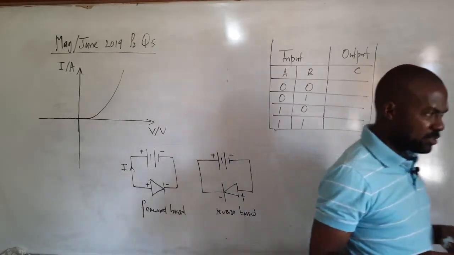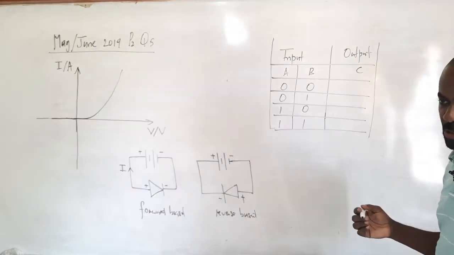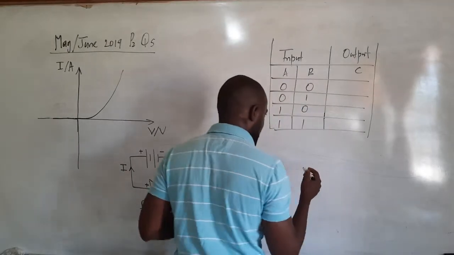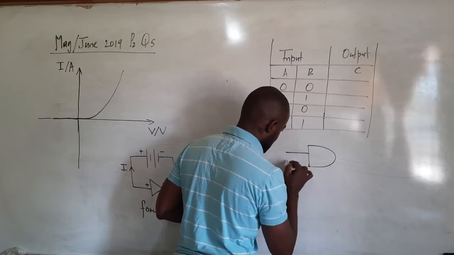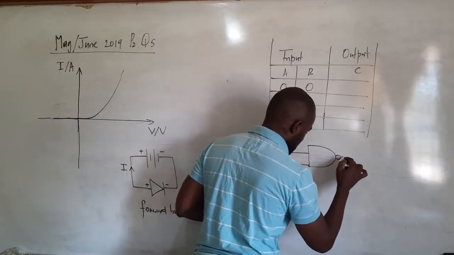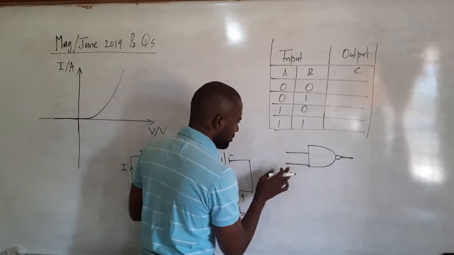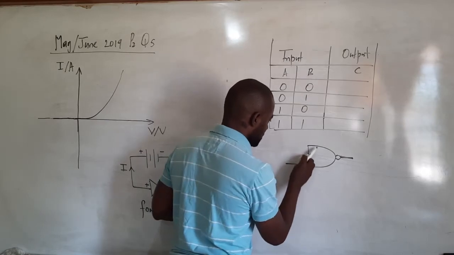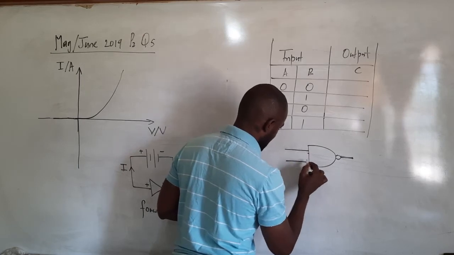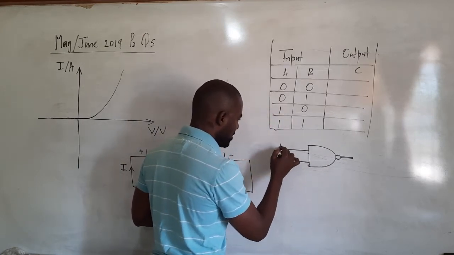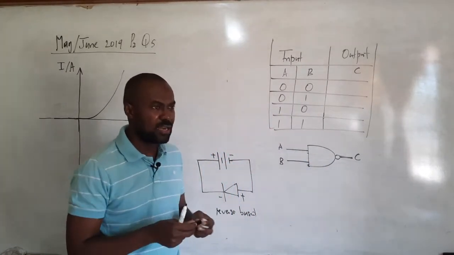Now, before we go ahead and try to do that, let's recall the logic symbol for a NAND gate and talk about its function or its operation. So a NAND gate essentially looks like this. So these, of course, would be the inputs A and B, and this would, of course, be the output C. So this is what a NAND gate looks like.